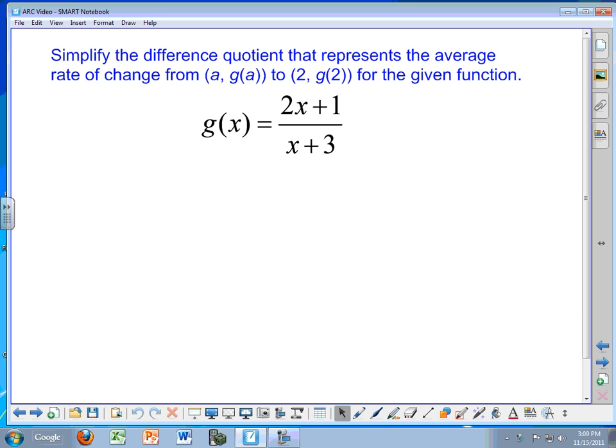We're actually continuing this video from a previous one where we were looking at the difference quotient, and in this case it was an average rate of change from a fixed point to a non-fixed point, or a tethered point to an untethered point. And in that last video we used a cubic, but in this one we're going to use a rational function, and we see that we're finding that slope from a comma g of a to 2 comma g of 2.